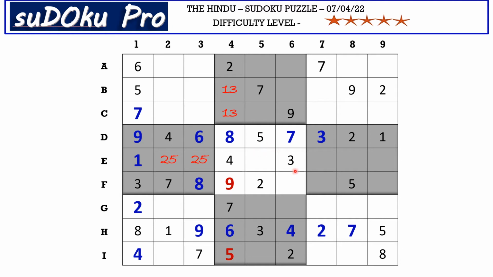Now in the central block, there are only 2 missing numbers. The missing numbers are 1 and 6. There is a 1 here in E row. So E5 takes 6 and F6 takes 1.